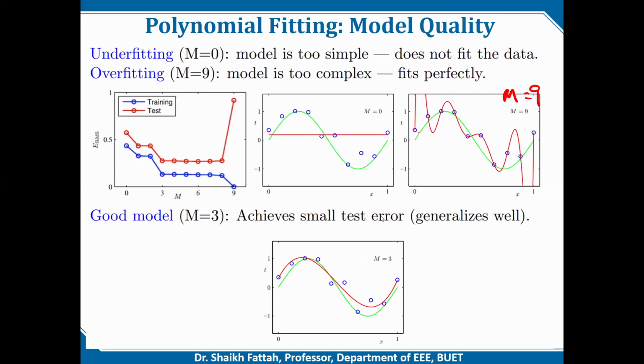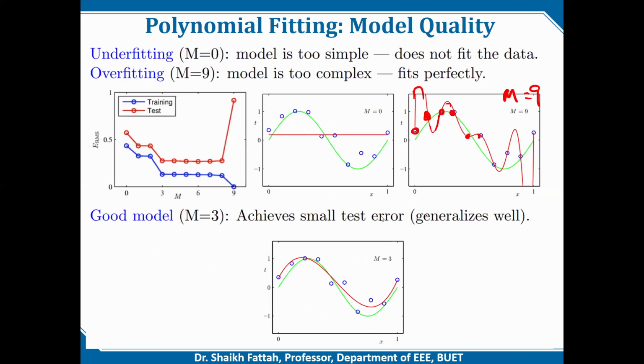the fitting curve, the red one, will try to match each and every point. For example, it's touching here, moving upward, then it's coming here. So it's passing each and every point. So if you calculate the error, the error will be 0 because your fitted curve passes all the points. So the error is 0.